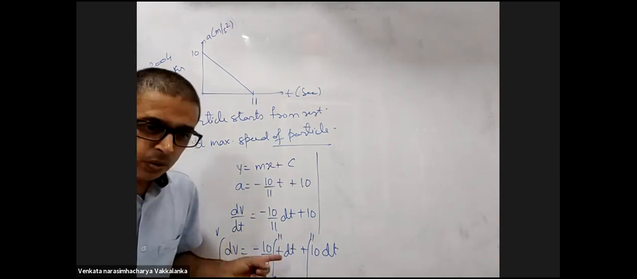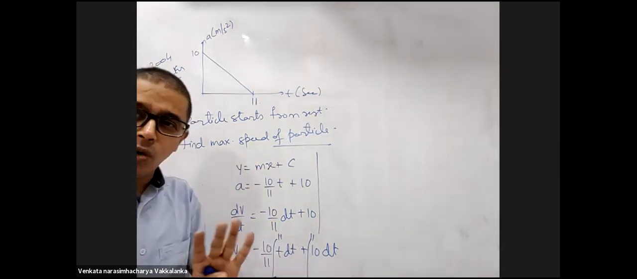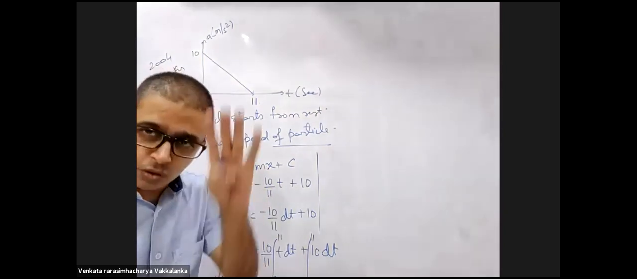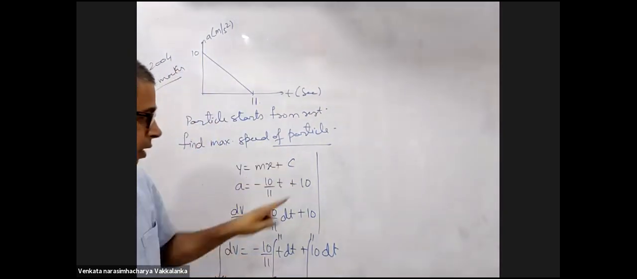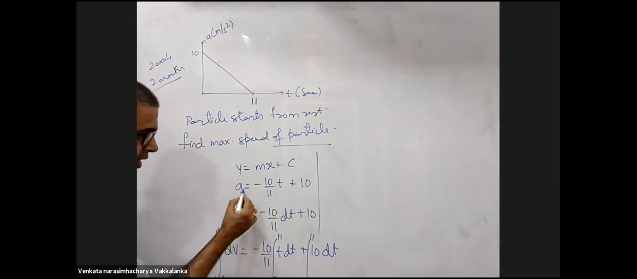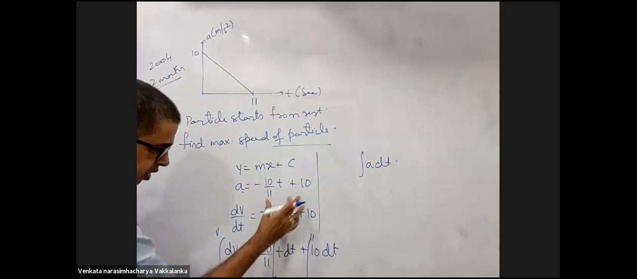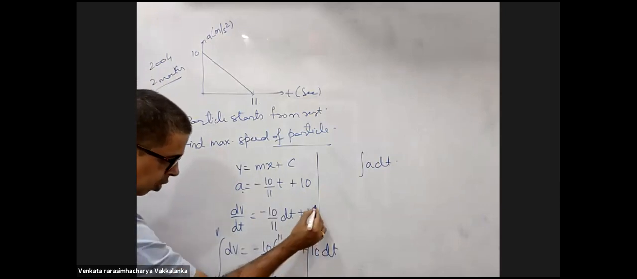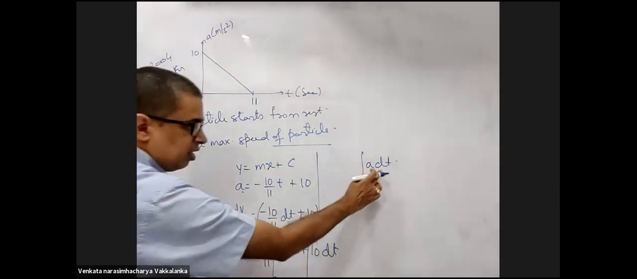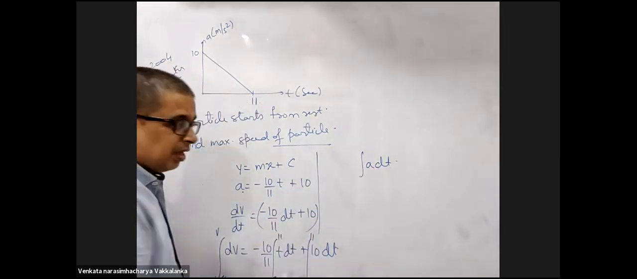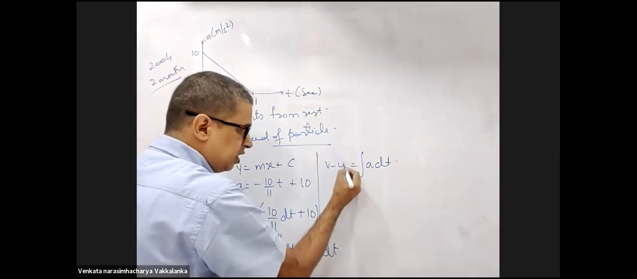But the beauty in this is you don't need to do all this. I have written it traditionally because you should know what is happening. The beauty is integral a dt. This is nothing but a dt, that is acceleration, with dt brought to the right. Integral a dt will be the change in velocity.